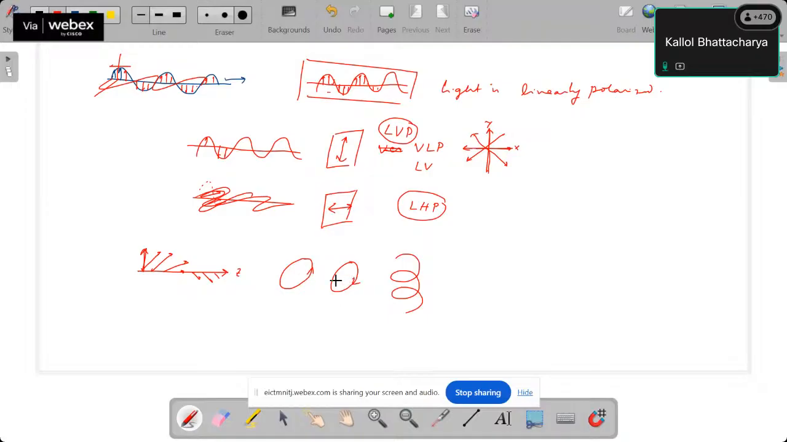And as it changes planes, if the amplitude, or the magnitude of the electric vector, remains constant throughout, then obviously we will have circular polarization. And circular polarization can also be left-handed or it can be right-handed.